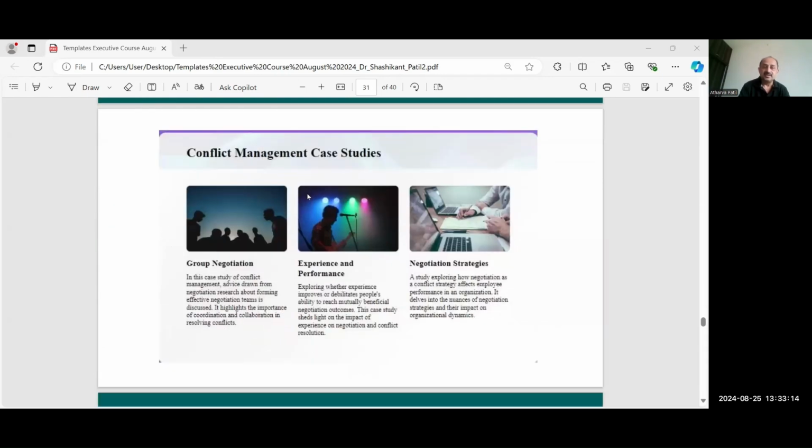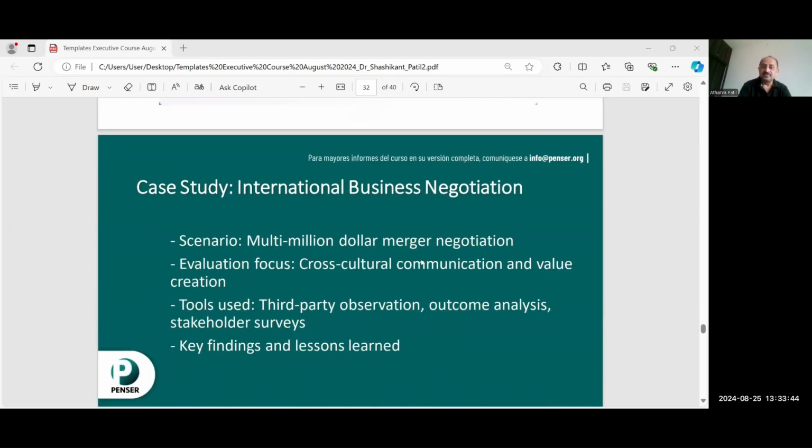These are some of the conflict management case studies: group negotiation, experience and performance, and negotiation strategies. In these case studies, there is conflict management advice drawn from negotiation research about forming an effective negotiation team. In experience and performance, you explore whether experience improves or deteriorates people's ability, and negotiation strategy is another study which explores how conflict strategy affects employee performance in an organization. So these are some of the case studies we need to mention.